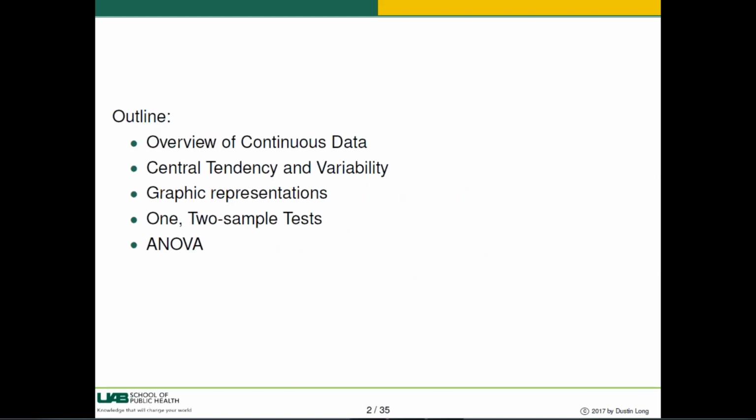There we go. I can run a computer. So the outline of my talk today is an overview of what continuous data is, and then we'll talk about the main issues and topics with continuous data: measures of central tendency and variability. Then we're going to talk about graphical representations of data. Then we're going to talk about one and two sample tests, and then we'll talk about ANOVA.